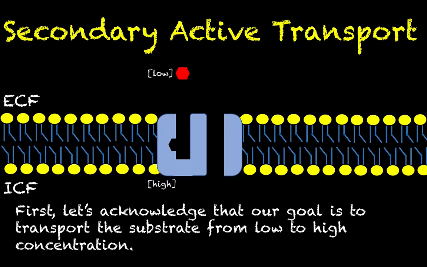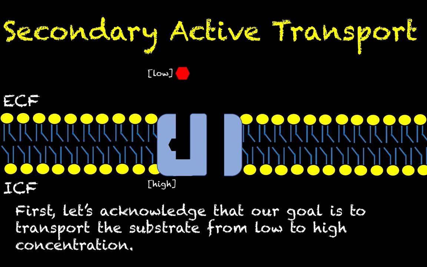So the first thing we want to acknowledge in this situation is that this molecule here, we'll just think of it, let's say, as glucose. So glucose here, our goal is to transport this glucose from low concentration to high concentration. So in primary active transport, we saw that what we could do is move this solute through a carrier that hydrolyzes ATP, and that would solve the issue there.